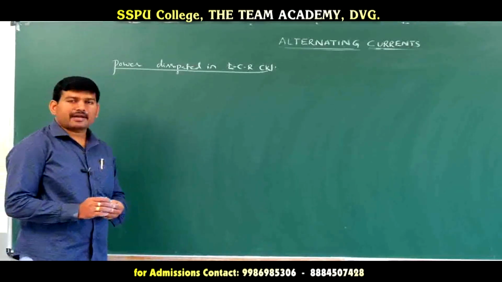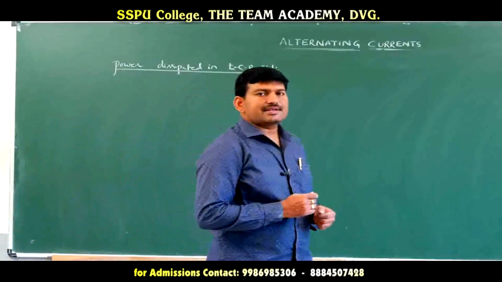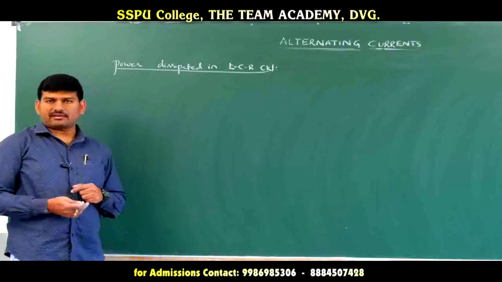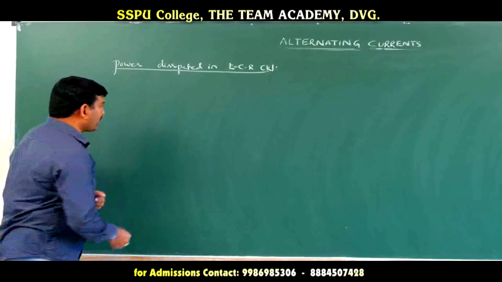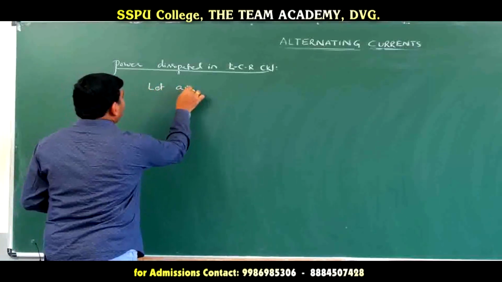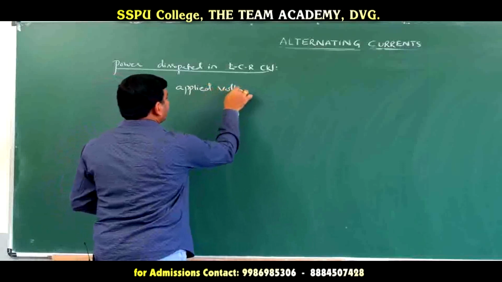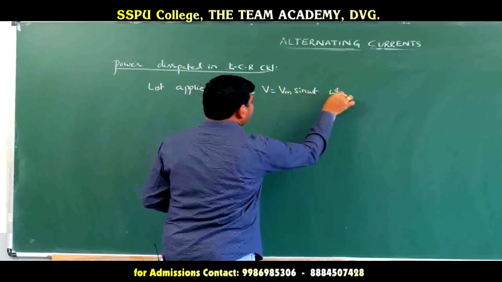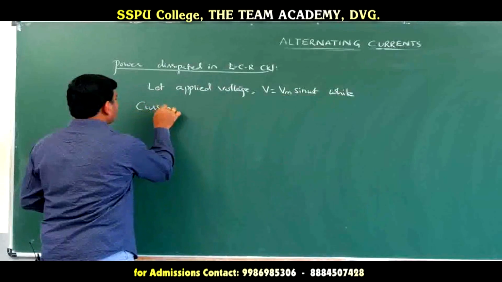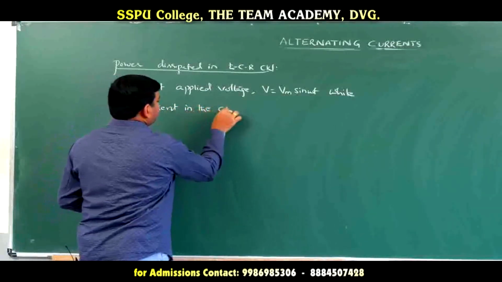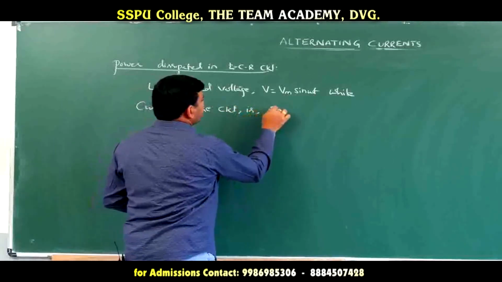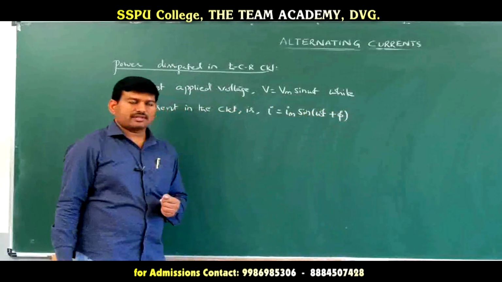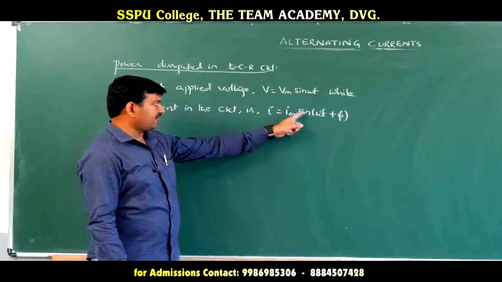Let us consider the voltage applied in an LCR series circuit, represented by V = Vm sin ωt, and the current in the circuit, represented by I = Im sin(ωt + φ), where φ is the phase difference between the voltage and current.